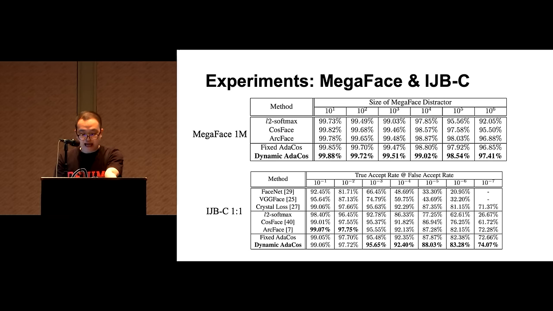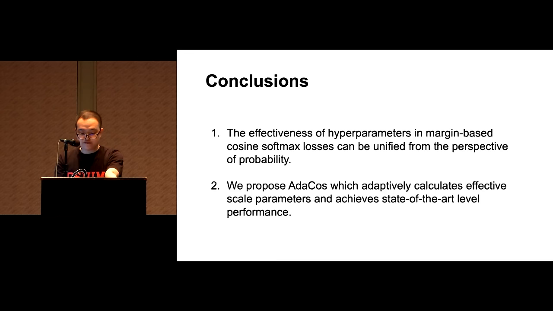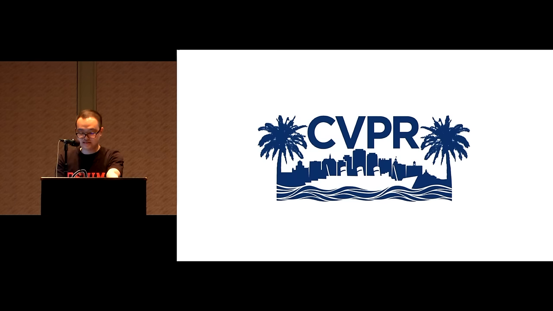First, the hyperparameters in angular losses can be unified into a single adaptive parameter. Secondly, the proposed AdaCos can adaptively scale logits according to the current progress and optimally balance the convergence and the performance.